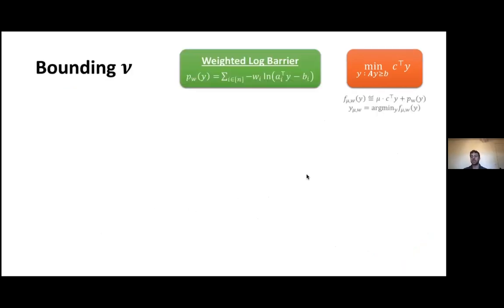All right, so this is the setup we'll consider. Let's go back to our path-following method. Let's use the weighted log barrier, where p sub w of y is just going to be the log barrier, and we put this term w_i in front of every barrier term. And let's now try to bound the similar sort of properties that we bounded before from self-concordance in general for the weighted log barrier.